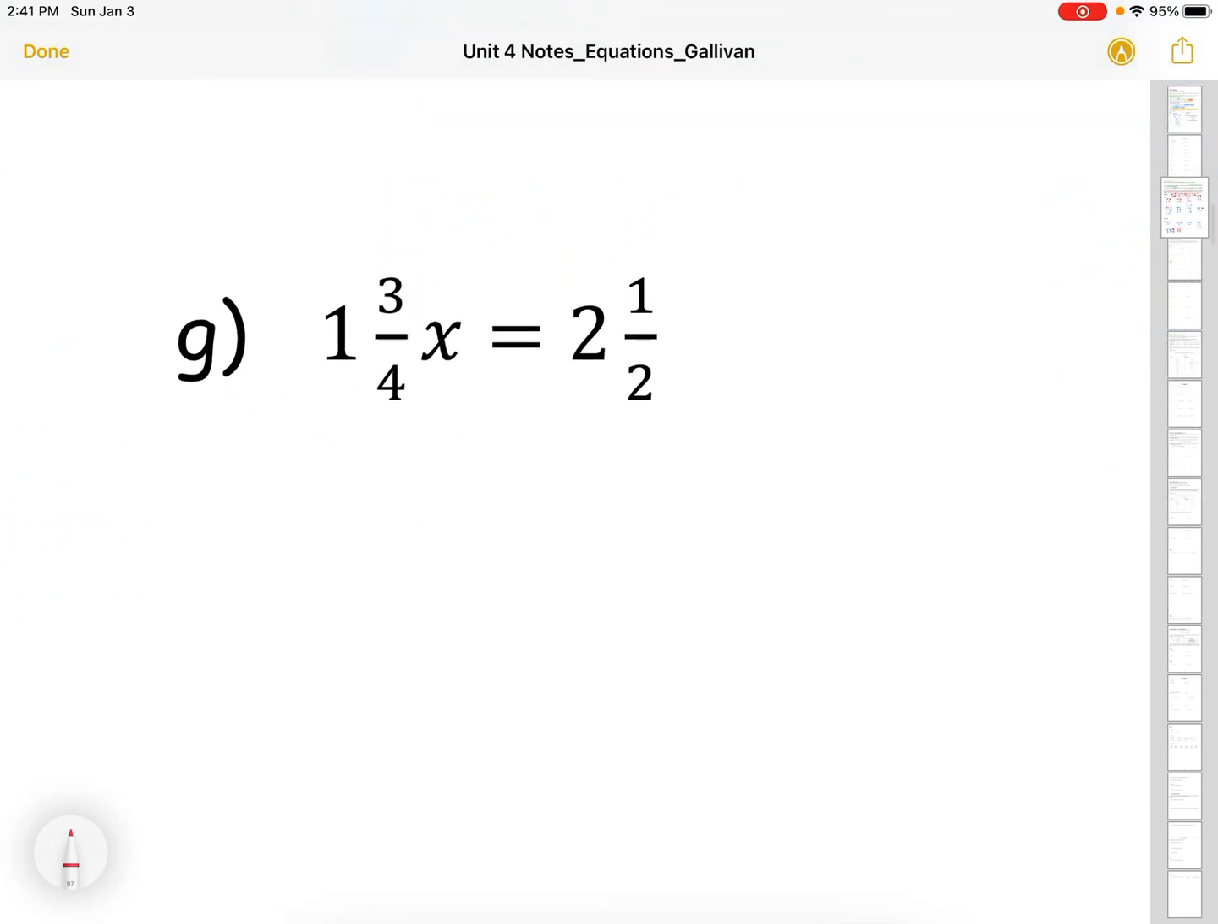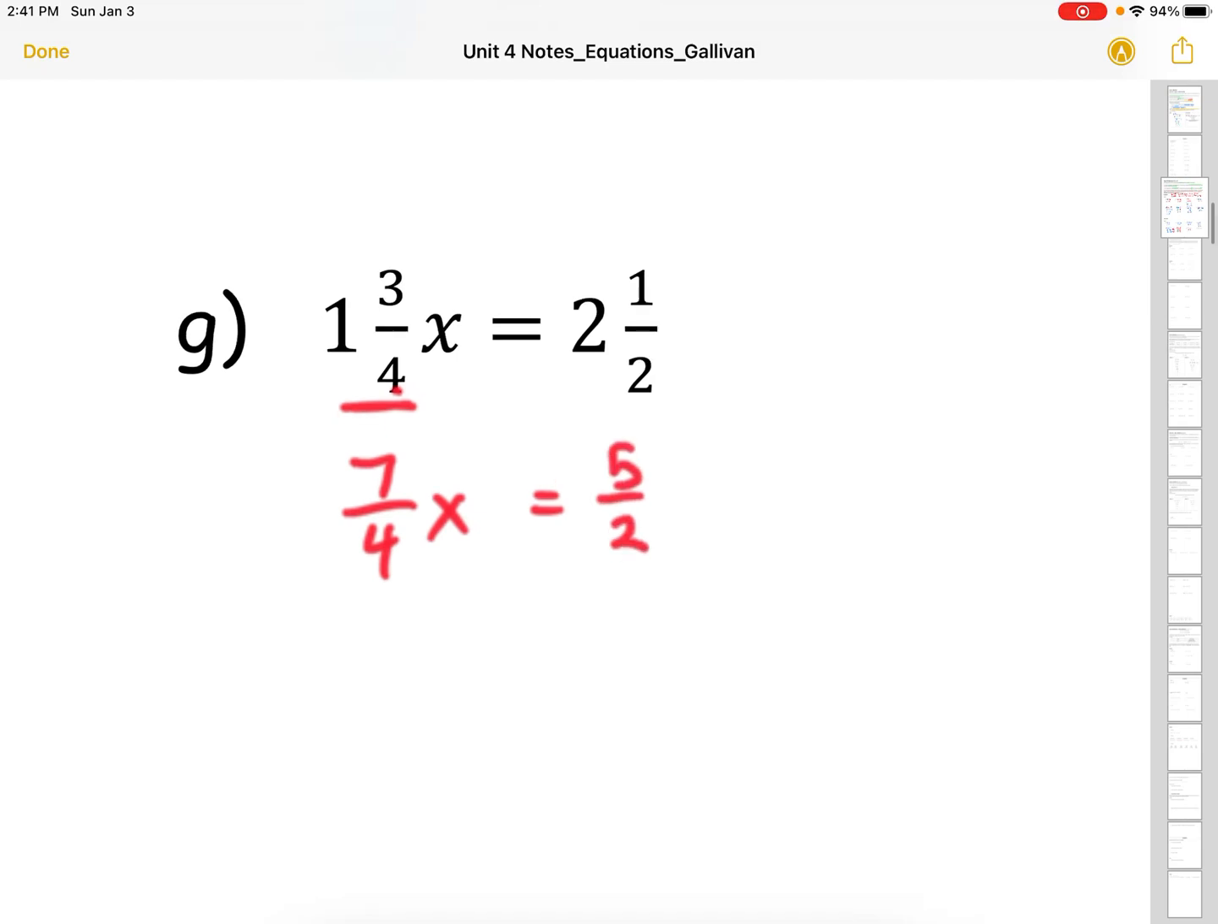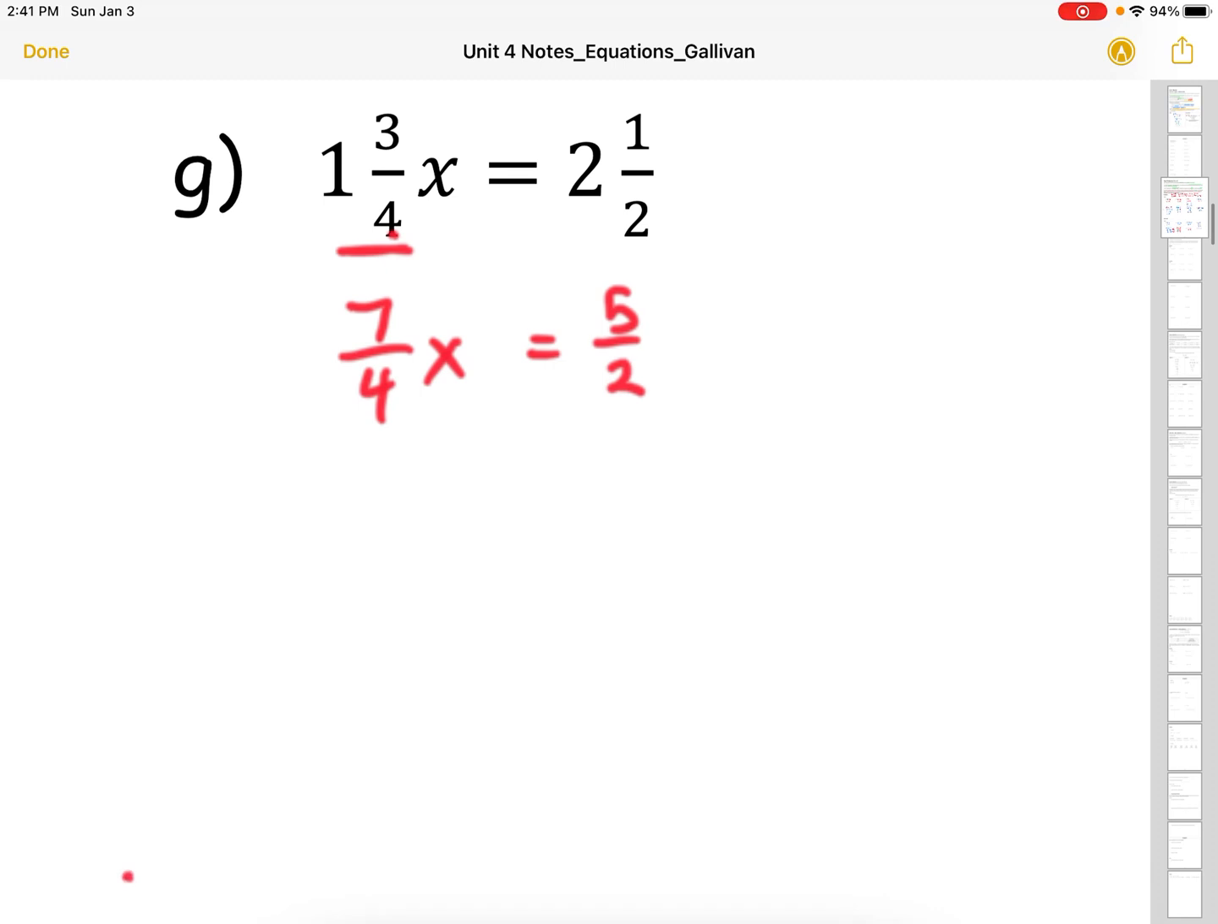Oh, gross. Now, you're saying, Miss, that is not pretty. You're right. So we're first going to change this one here to an improper fraction. 1 times 4 is 4 plus 3 is 7. So 7 over 4x is equal to, and I'm going to change this one to an improper fraction. 2 times 2 is 4 plus 1 is 5. Okay, now I can deal with it.